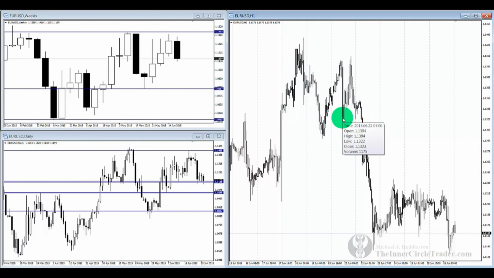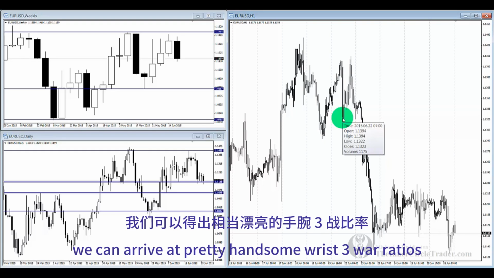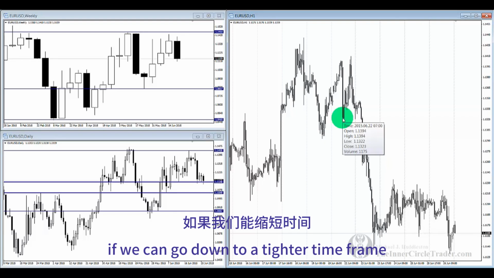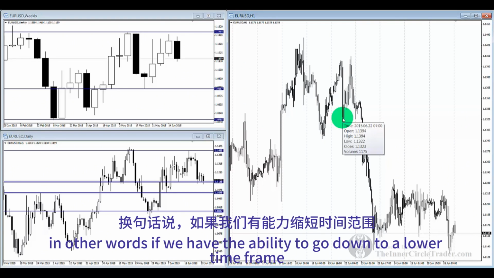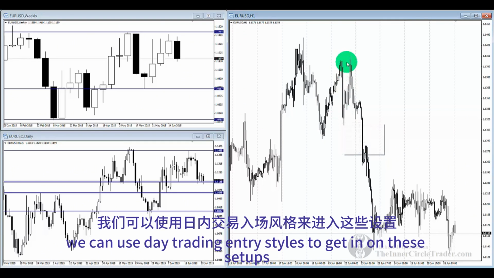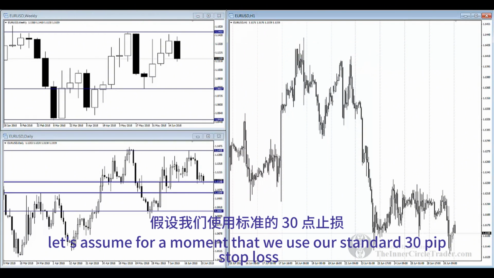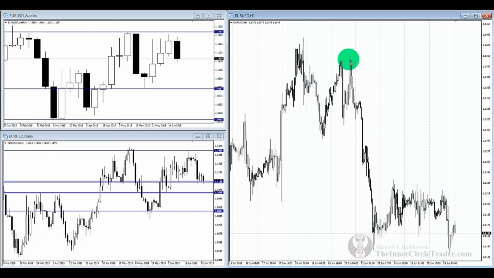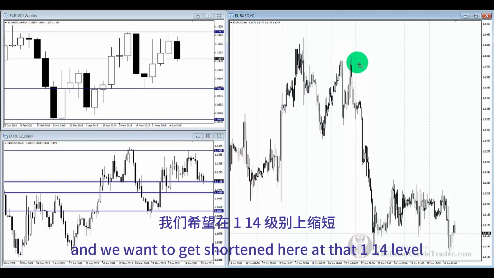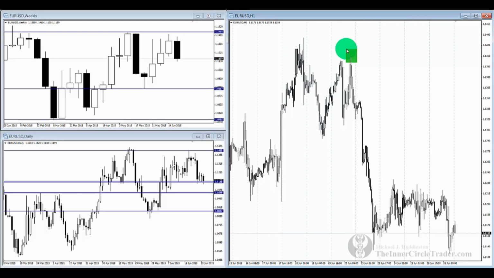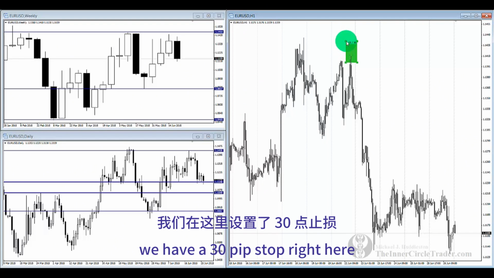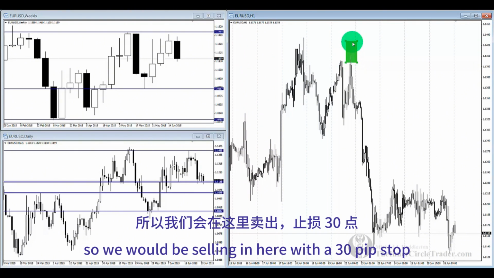So with this understanding, we can arrive at pretty handsome risk to reward ratios if we can go down to a tighter time frame. In other words, if we have the ability to go down to a lower time frame and use these ideas, we can use day trading entry styles to get in on these setups. Now, let's assume for a moment that we use our standard 30 pip stop loss, and we want to get short in here at that 114 level. We have a 30 pip stop right here, so we would be selling in here with a 30 pip stop.